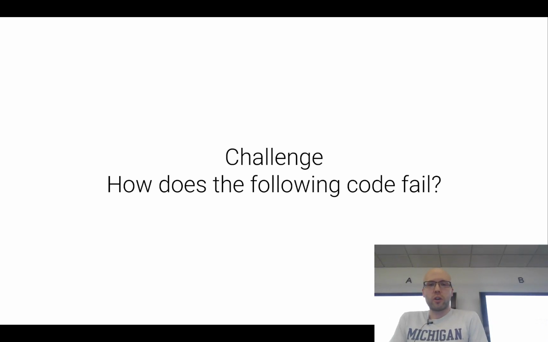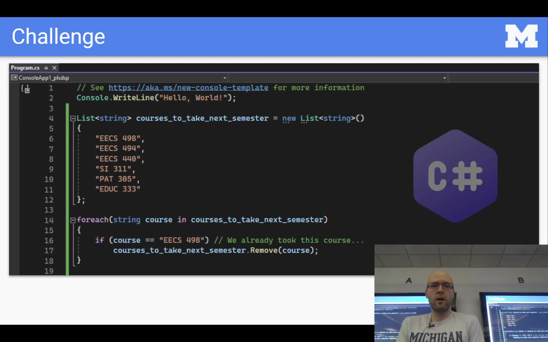Okay, a challenge. How does the following code fail? This is C# code, by the way, but you should be able to mostly gather what it's doing, okay? The following code will fail, all right? It's not even going to finish.